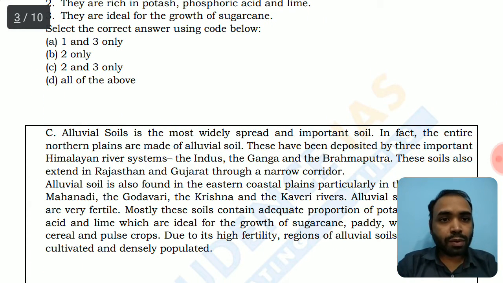Alluvial soils are the most widely spread and important soils. In fact, the entire northern plain is made up of alluvial soils. This Indo-Gangetic plain, the Yamuna Ganga plain, is made up of alluvial soil. It's highly fertile and highly populous. That's because these have been deposited by three important Himalayan river systems.